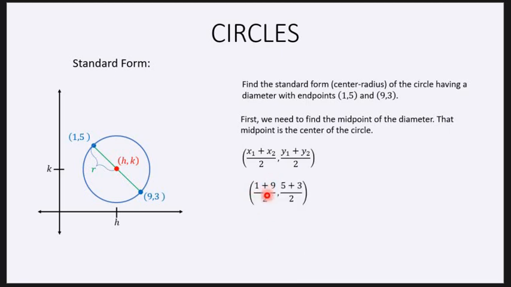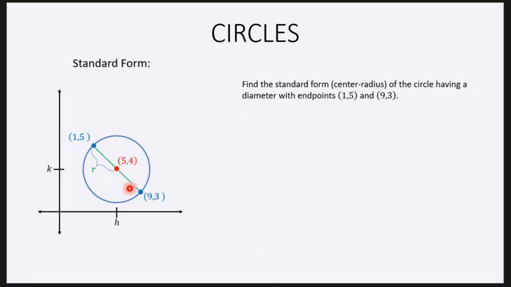So here we have that calculation. 1 plus 9 is going to be 10 over 2. And 5 plus 3 will be 8 over 2. And then 10 divided by 2 is 5. 8 divided by 2 is 4. So we have the midpoint of the diameter, which is going to be (h, k), is the point where x is 5 and y is 4. So h is 5, k is 4.